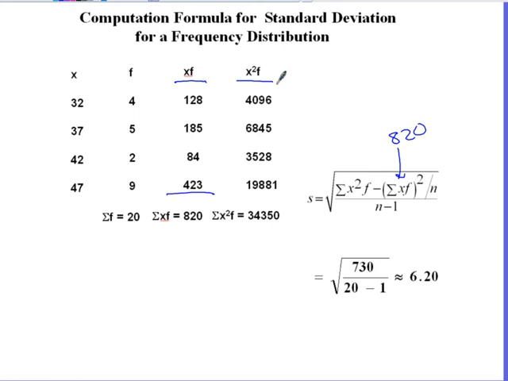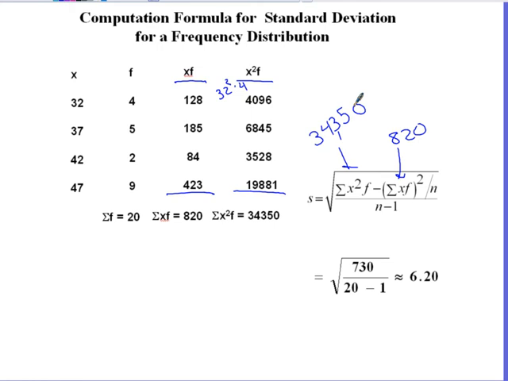My second table is going to be x squared times f. So I'm going to take each midpoint, 32, square it, and multiply it times 4. And that gives me some pretty big numbers. I'll go through and do that 4 more times. I'll add them up, and that's my sum of x squared f, which is 34,350. So that's where that 34,350 comes into play.